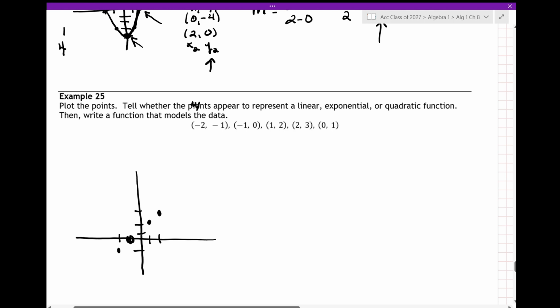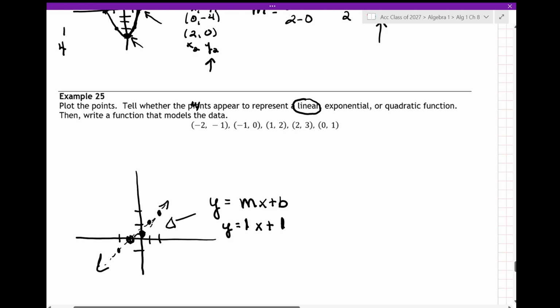And then 0, 1. Well, from my picture, I can tell right away, this is going to be a straight line. So it appears to represent linear. And then we want to write a function that represents that data, and we can pull directly from this. I'm going to think about y equals mx plus b, the slope-intercept form that we know and love. Our y-intercept looks like it's going to be at 1, and my slope also looks like it's going to be 1. So I'm going to have 1x plus 1. That's y equals 1x plus 1.